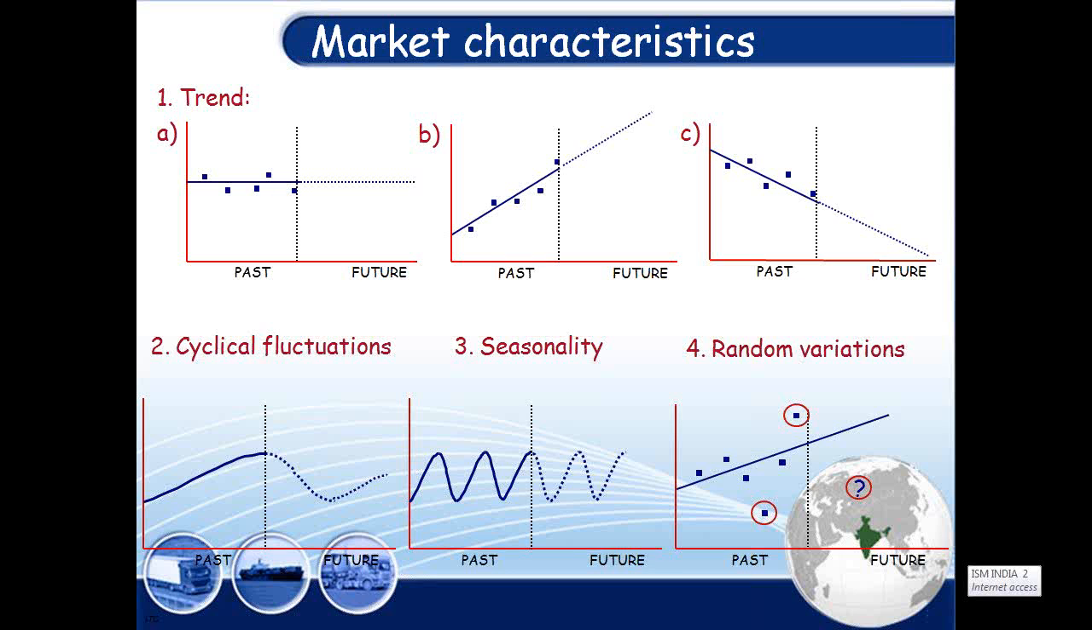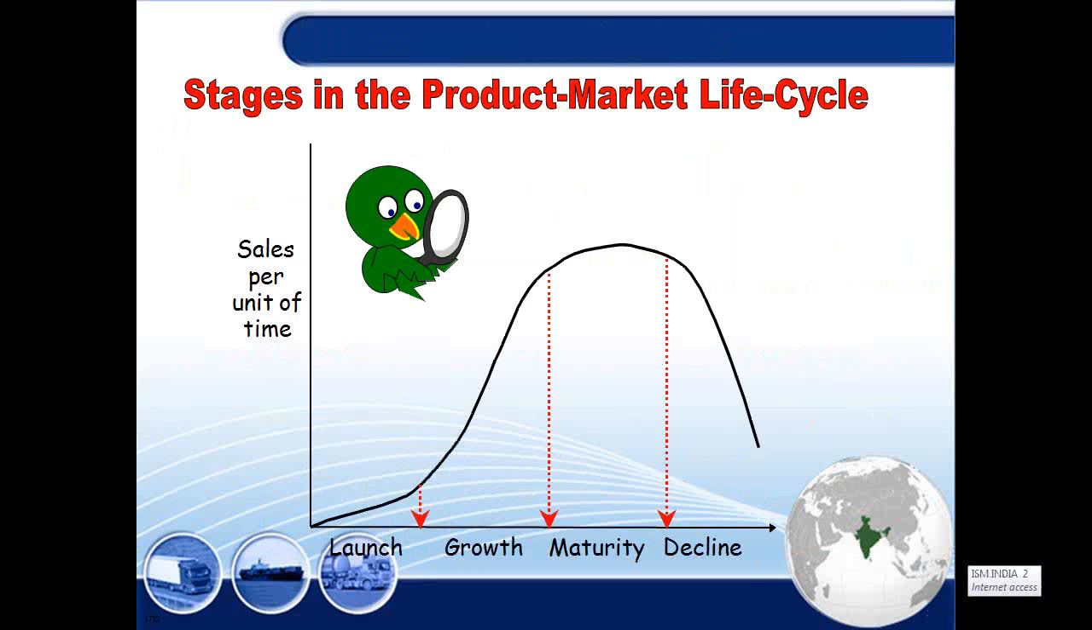Then there are random variations. Sometimes change happens. Some you can explain, but some you can't explain. Why this randomly? You can see the two dots around, very far off from the trend. Why is this happening? That's sometimes very difficult to answer. So that's what we call random.